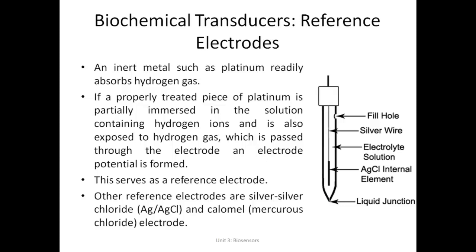If not hydrogen, then there are other types of reference electrodes, like the silver-silver chloride combination, or the calomel electrode, that is mercurous chloride. Mercury and mercurous chloride can be used as the reference electrode.